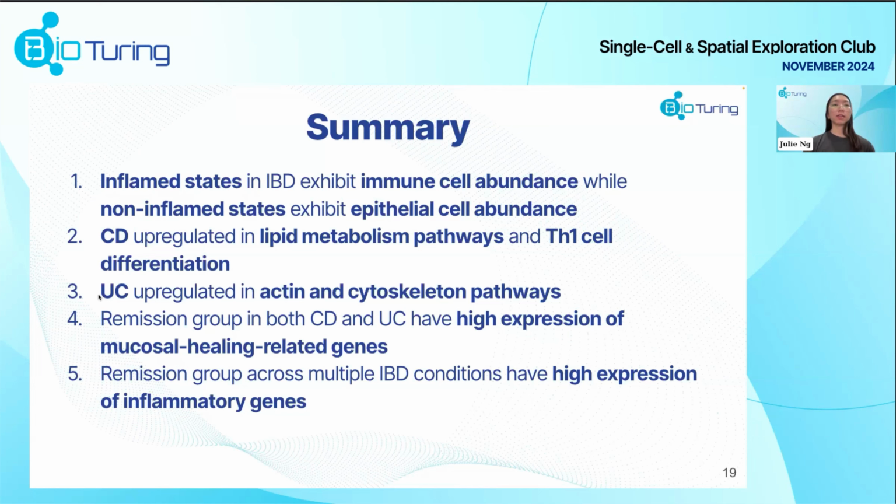And then next, we found that the remission group in both Crohn's disease and ulcerative colitis have a high expression of mucosal healing related genes. So that is something that they have in common. And then furthermore, to expand on the scope of my question, I also found that the remission group across multiple IBD conditions have a high expression of inflammatory genes.